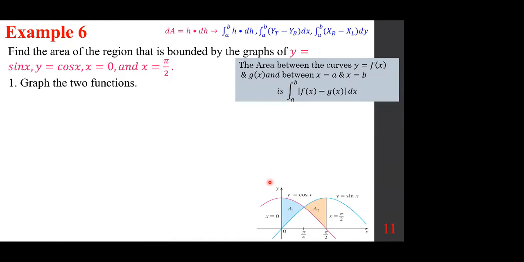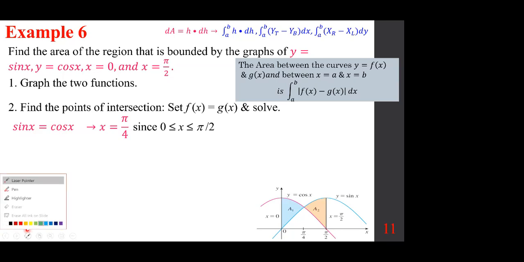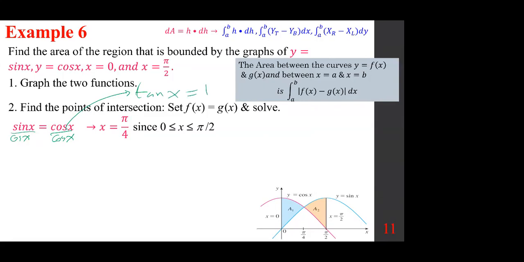Sine equals cosine. X becomes pi over 4. That's the only one which is between 0 and pi over 2. And just to remind you how we solve this, if you divide both sides by cosine, tan x equals 1 and x is pi over 4. That's how you arrive at it. Of course, there are infinitely many solutions. We are looking at just the one between 0 and pi over 2.